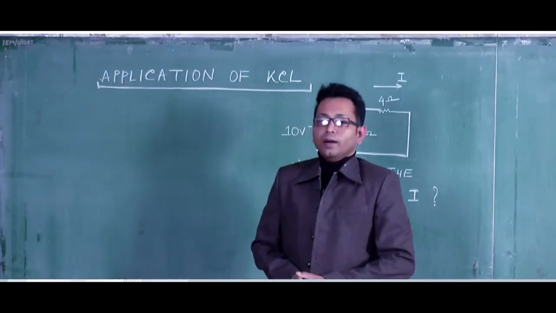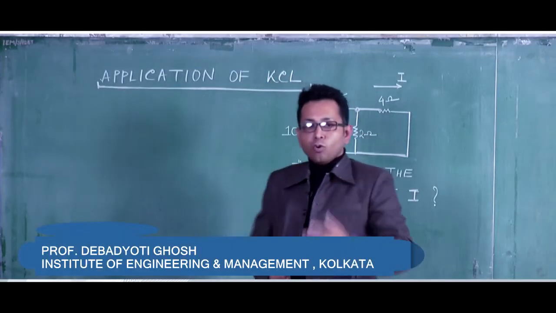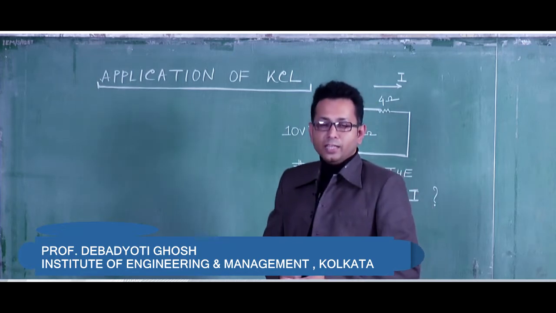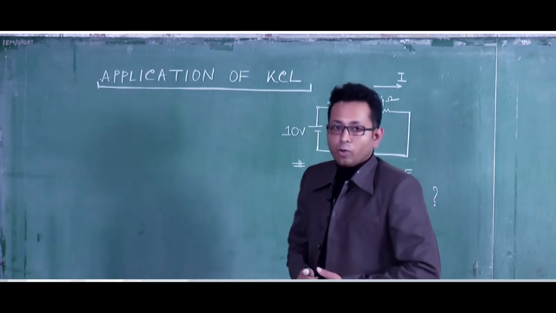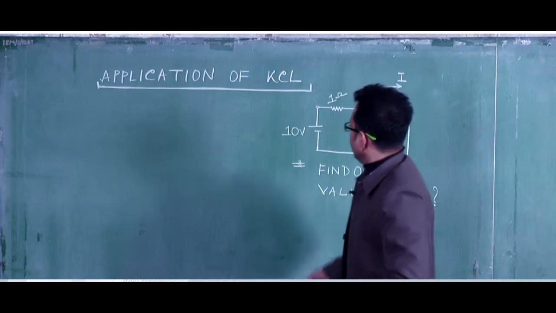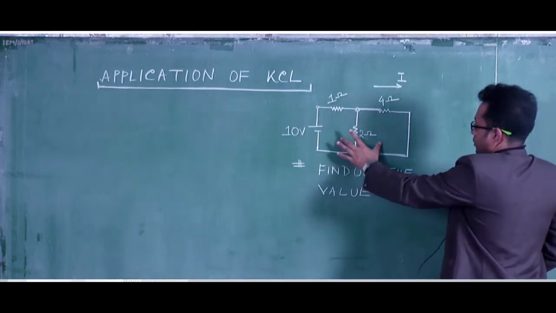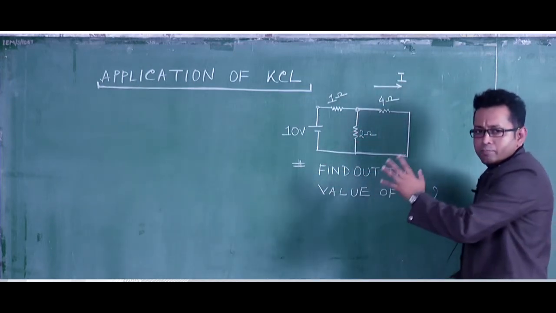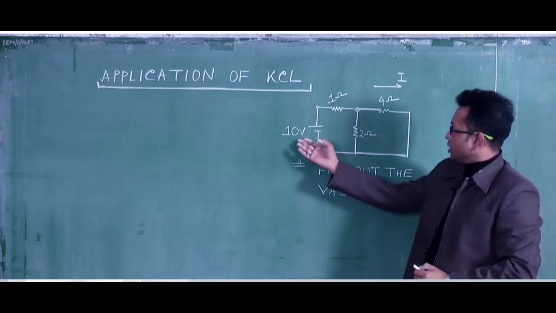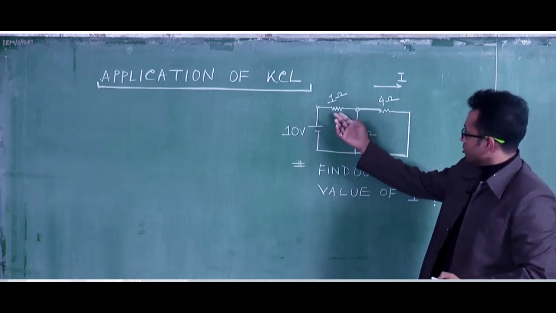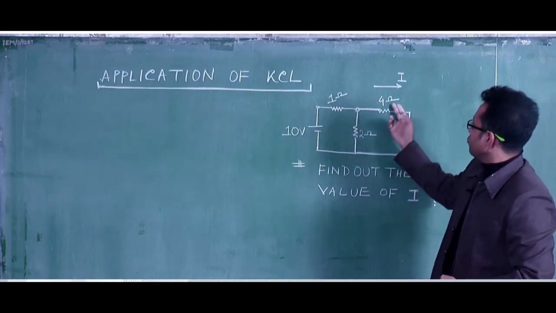Hello everyone. In this lecture, I will show how we could apply the KCL for solving different circuit problems. Like this circuit I have considered here, a very simple circuit having a voltage source of 10 volt. The impedances or resistances are given as 1 ohm, 2 ohm and 4 ohm.